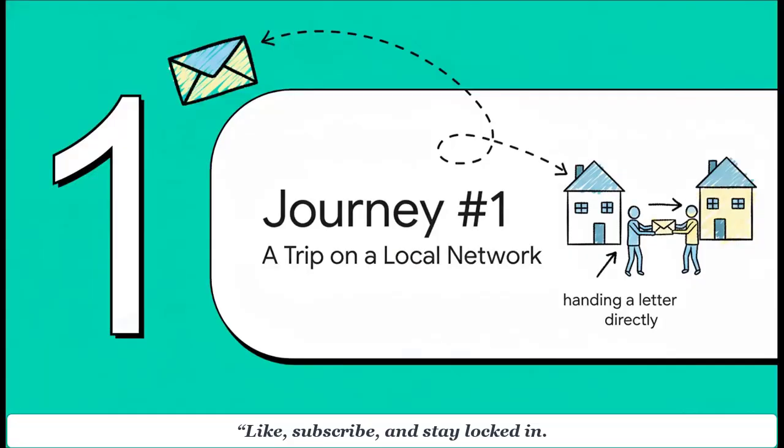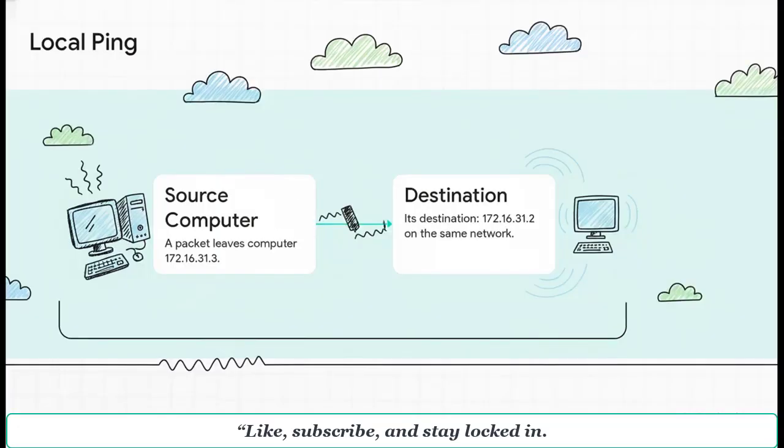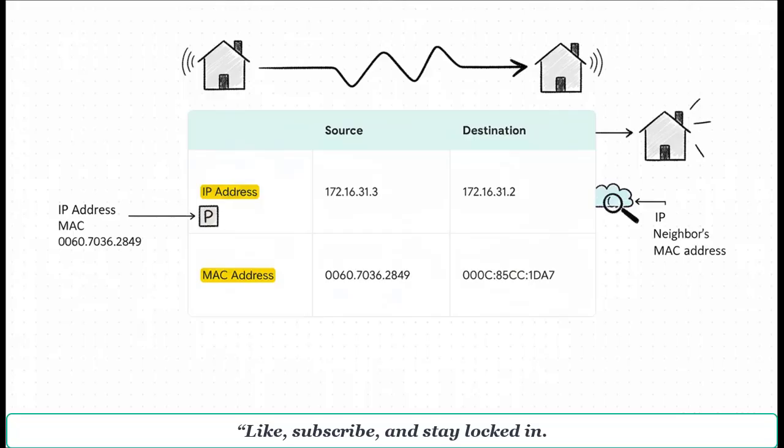To really see how this works, let's follow a data packet on two different trips. First up, we'll do a simple one, a quick trip to a neighbor on the exact same local network. This is basically the digital version of walking next door to hand your neighbor a letter. Okay, so imagine we're sitting at a computer with the IP address 172.16.31.3. We're just sending a simple test message, what's called a ping, to another computer that's right there with us on the same network at address 172.16.31.2.